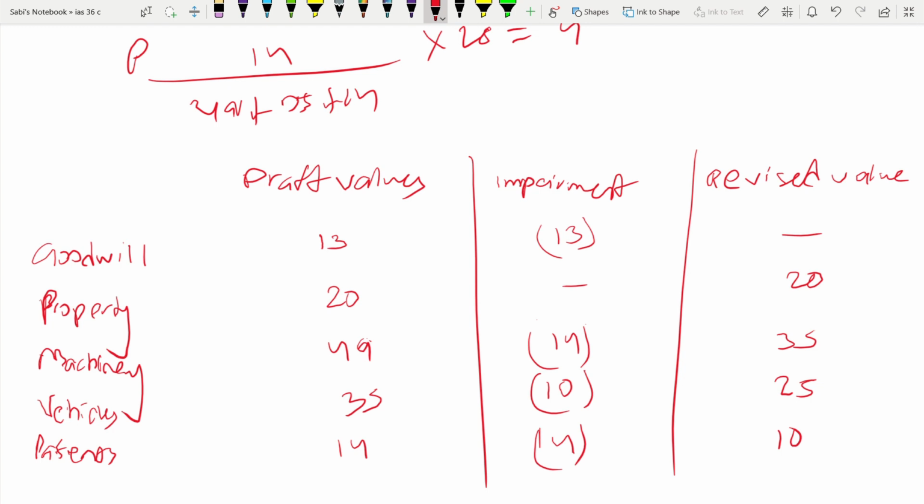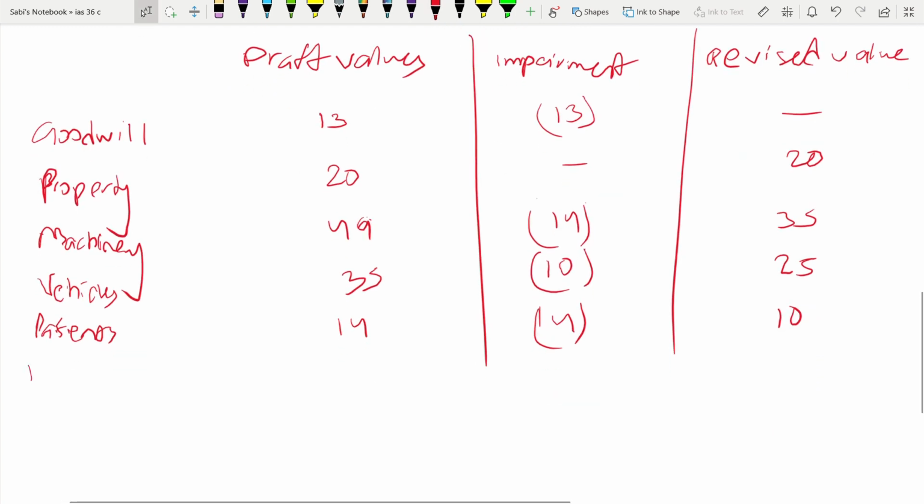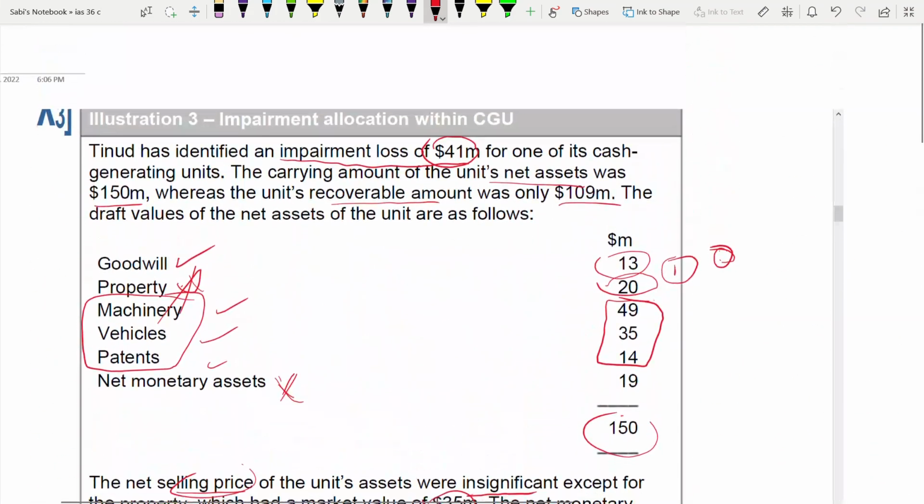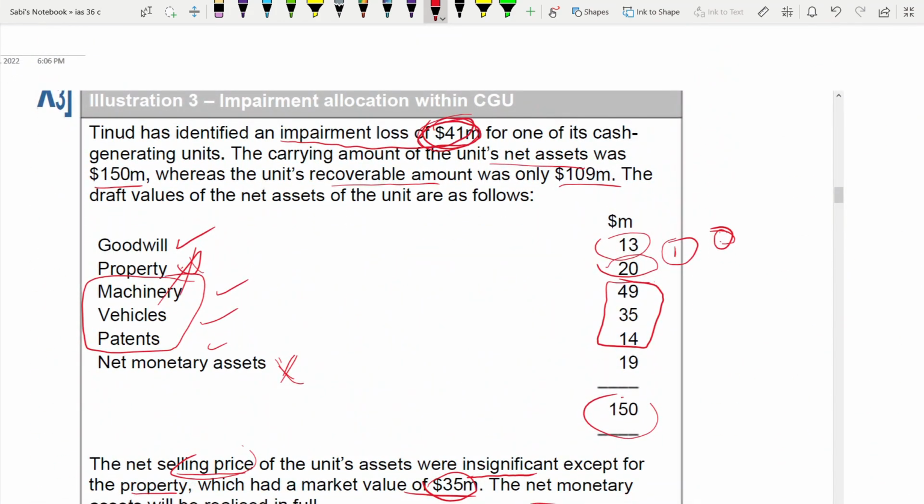And net monetary asset, net NMA, net monetary asset was 19 in the table given. And here also you are realizing it full, so no impairment. 19. Now add up. This will be 150. Impairment is 41 and 109. You see, total impairment was 41. Do you see now?